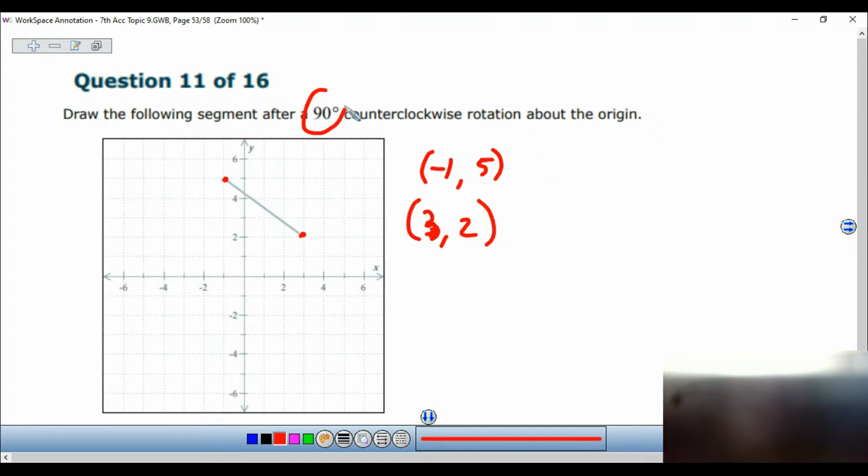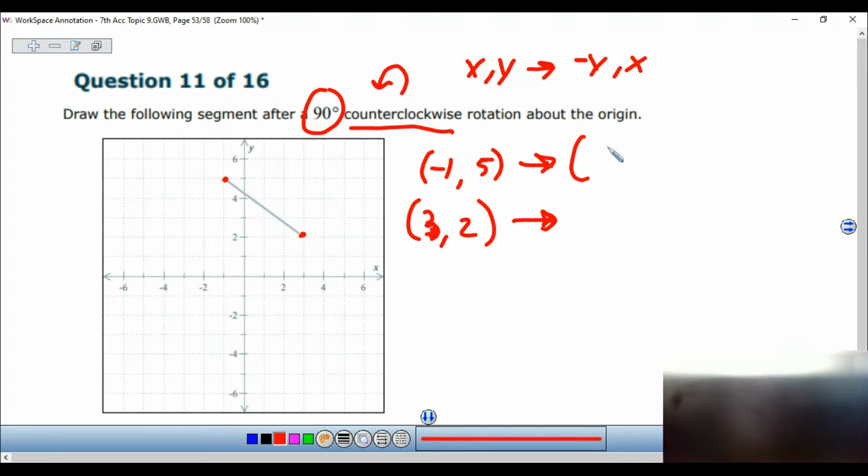Now, since this is 90 degrees counterclockwise, we're going the other direction rotation. That means the XY is going to change into YX. But this time the Y, the new X or the old Y, however you want to look at it, that one changes signs. But always with a 90 degree, they always change sides where they're at. So -1, 5 becomes -5, -1. 3, 2 becomes -2 and +3.